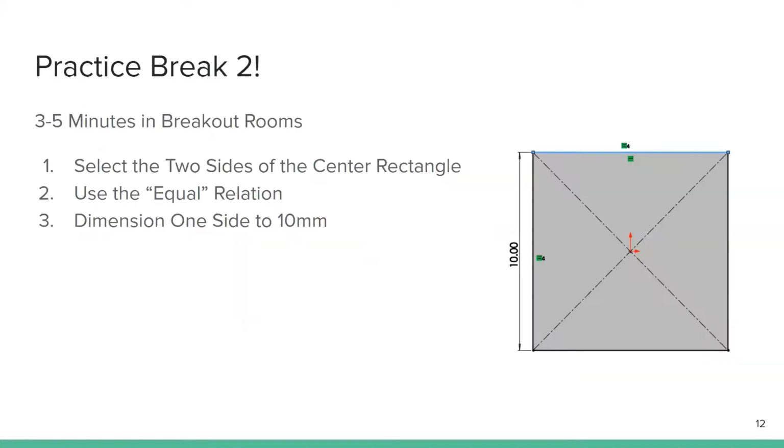We're going to split up into breakout rooms, and this time just set the two sides of the center rectangle to equal, and then dimension one side to 10 millimeters.